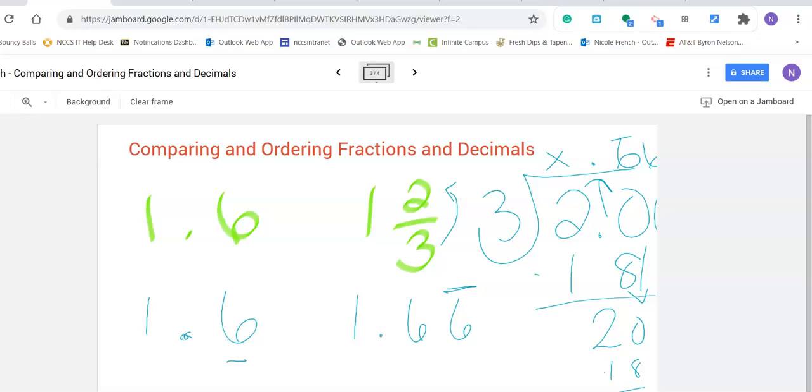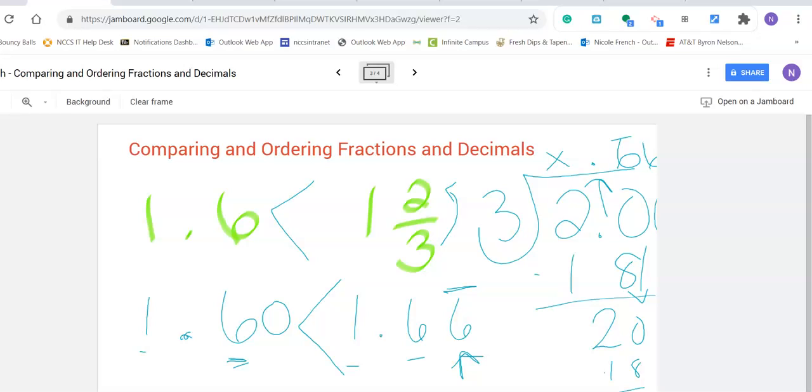So I look into my tenths place. Well, my whole numbers are the same. My tenths place are the same. My hundredths place, this has a 6. This has nothing. So I know that 1 66 hundredths is greater than 1 6/10, or that 1 6/10 is less than 1 2/3.